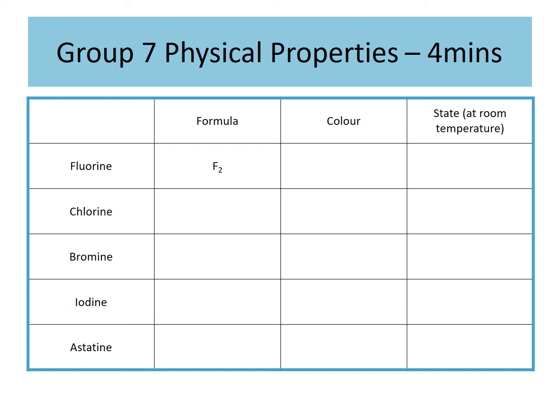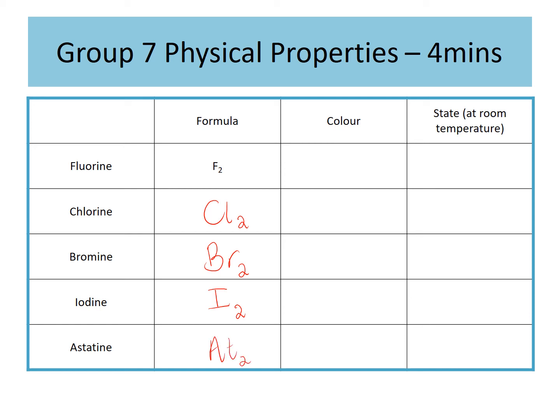So if we look at the formula of all the different group 7 elements as we find them in their natural state, so how we find them as they exist in nature, fluorine exists as F2, it's diatomic, it goes around in pairs. Chlorine is exactly the same, so the formula for chlorine is Cl2. Bromine, exact same, Br2, goes around in pairs. Iodine, the symbol for iodine is I, iodine goes around in pairs.